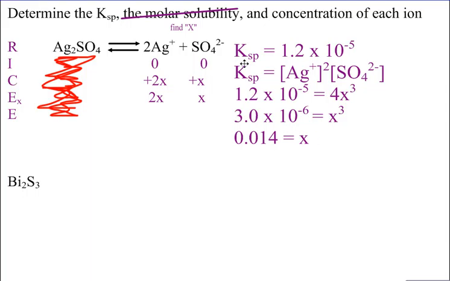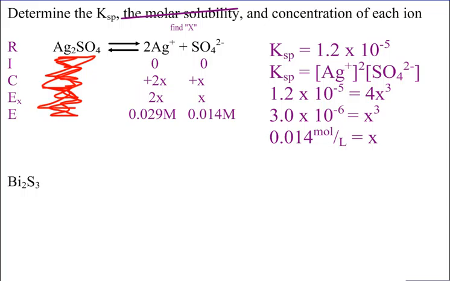And this is not a naked unit. While K is naked, has no units, this is a what? This is a concentration. So I can either put that in brackets, meaning it's a molar concentration, or I can put molarity after it, or I can put moles per liter. Alright, now that's the second part of this problem. The third part is to determine the concentrations of each ion at equilibrium. So now we're just going to plug x in here, and 2 times x, we come out with 0.029 molar, and for sulfate we end up with 0.014 molar.